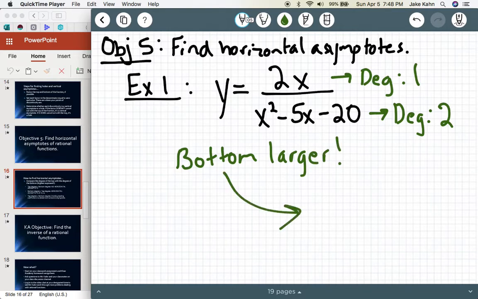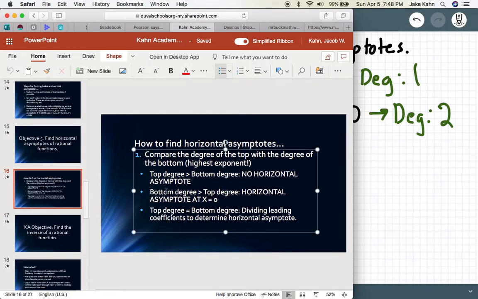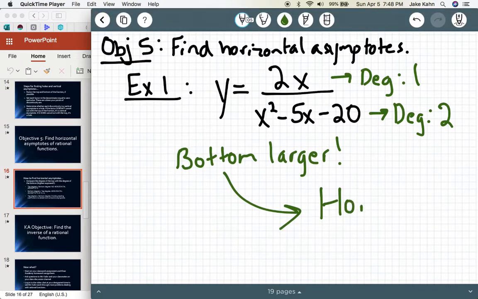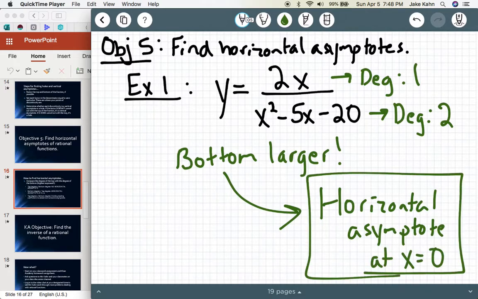What does this mean? Consult your notes, go back to this PowerPoint slide. If the bottom degree is larger than the top degree, that means that we have a horizontal asymptote at x equals 0. And it's as simple as that.